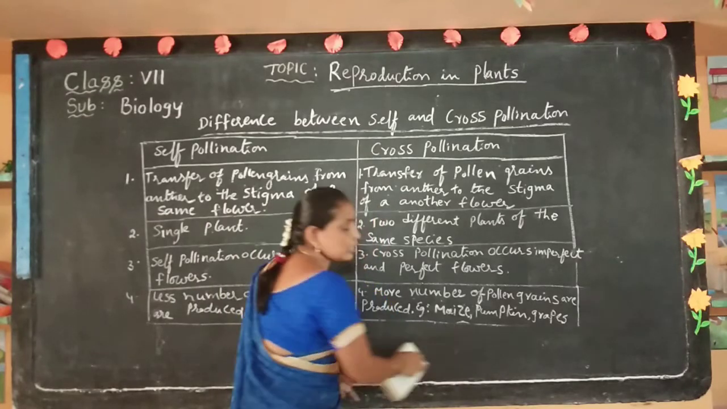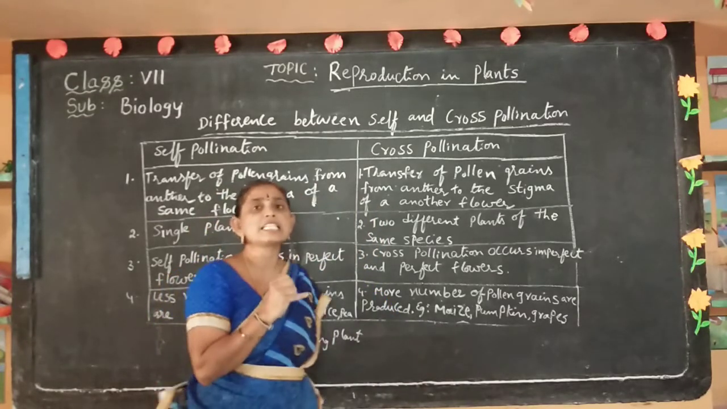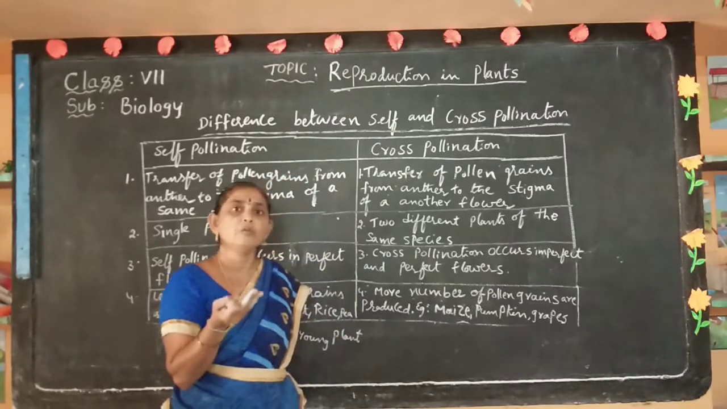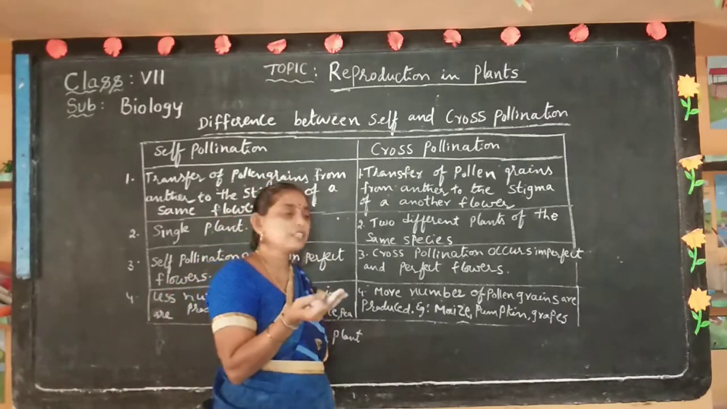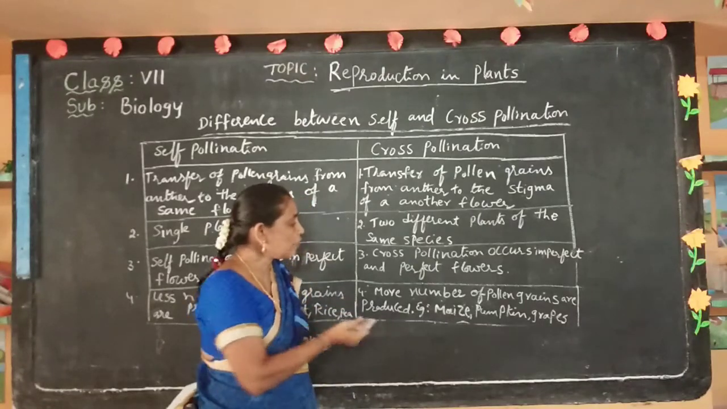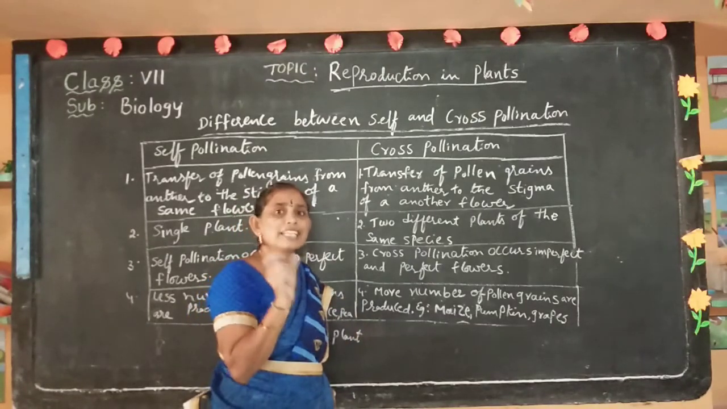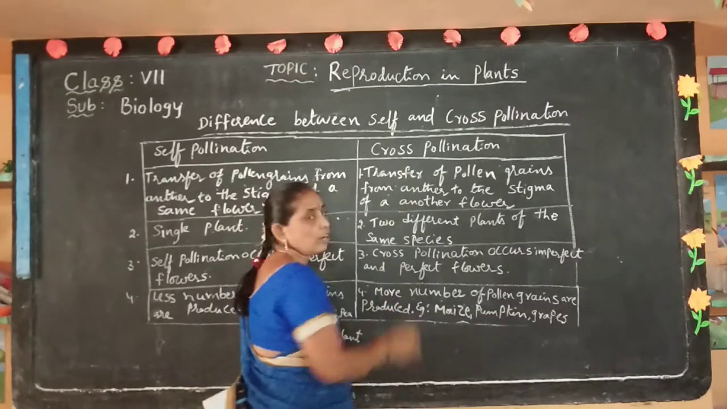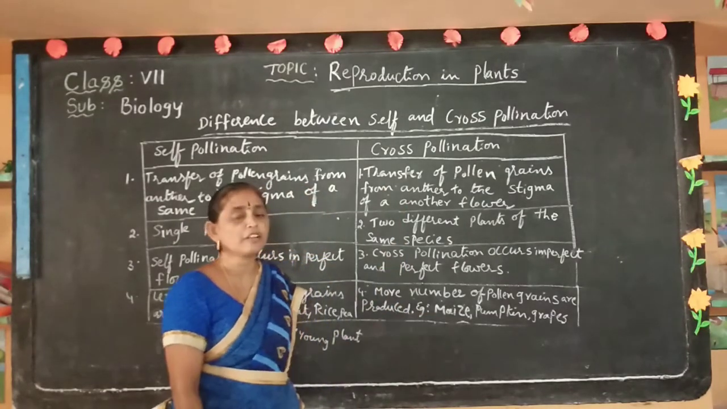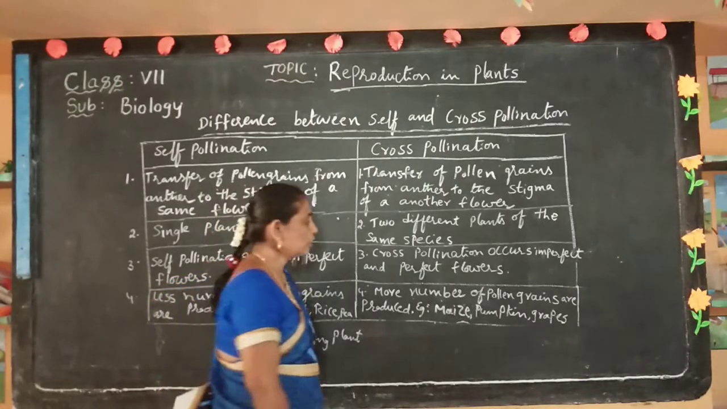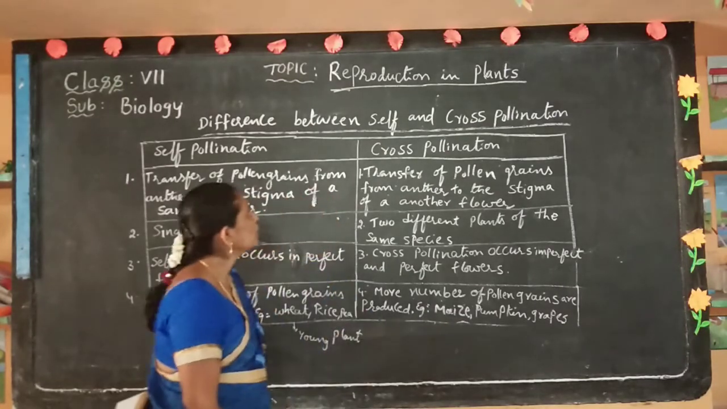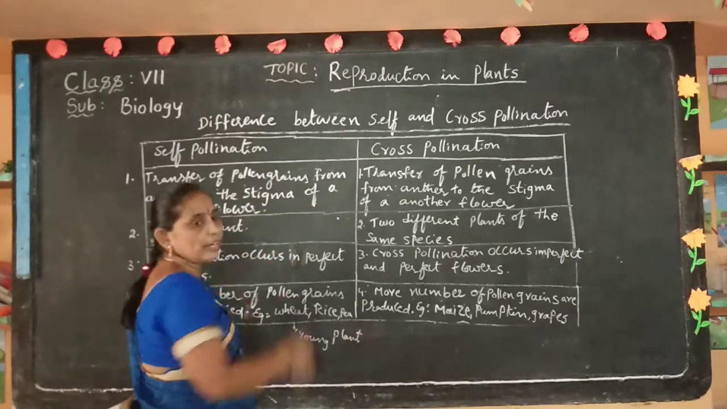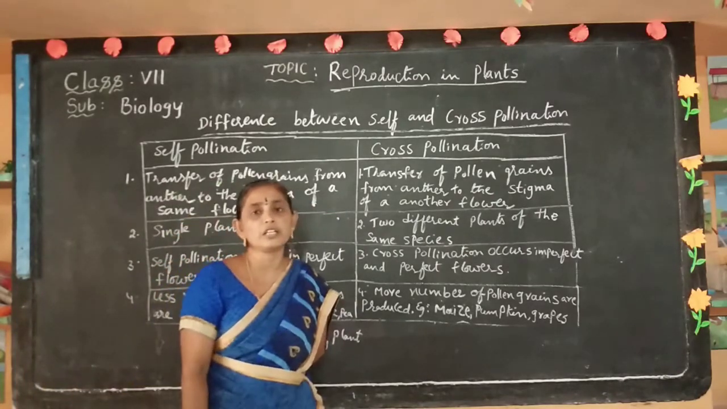Wanted characters means the plant having more disease resistant capacity, high yielding capacity and faster growing capacity. This type of good characters, or quality of the plants, are produced by cross pollination. This is about the differences between self-pollination and cross-pollination.